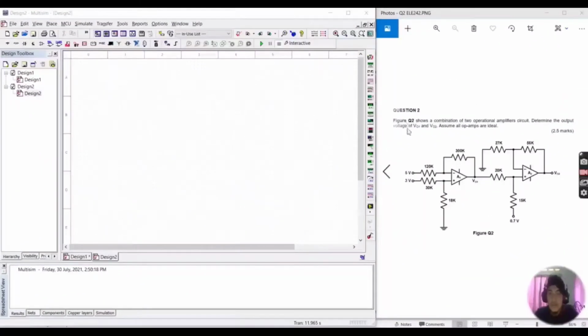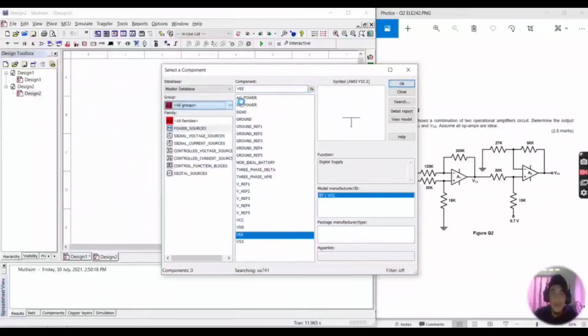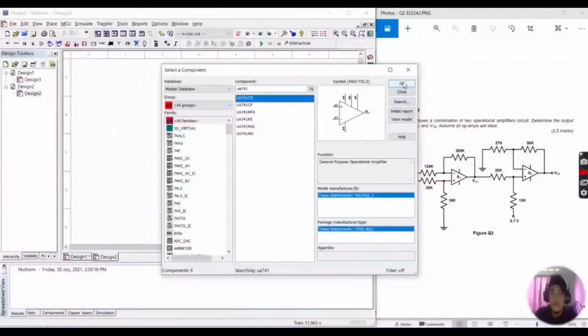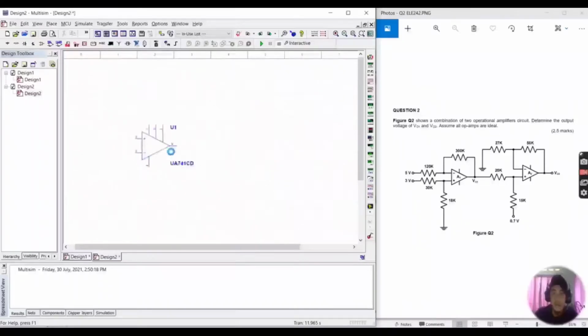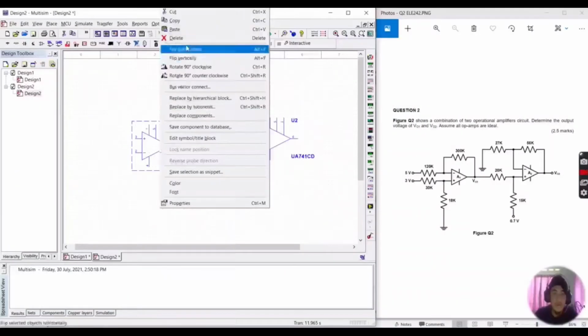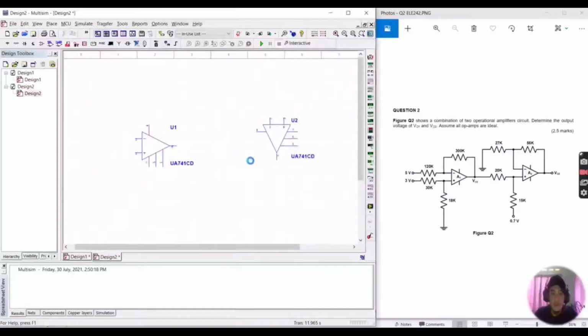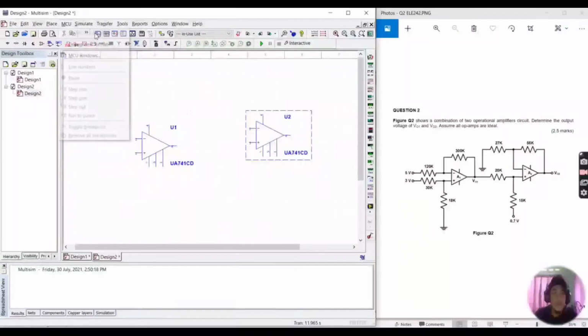Question 2. Question 2 says figure Q2 shows a combination of two operational amplifier circuits. Determine the output voltages V out 1 and V out 2. Assume all of them are ideal. Okay, first step is we need to find the op-amp that we use, which is ELE242. Okay, we need two op-amps. Take two op-amps, and then we change the polarity of the op-amp. Flip vertically. No, wait, undo. Flip vertically.